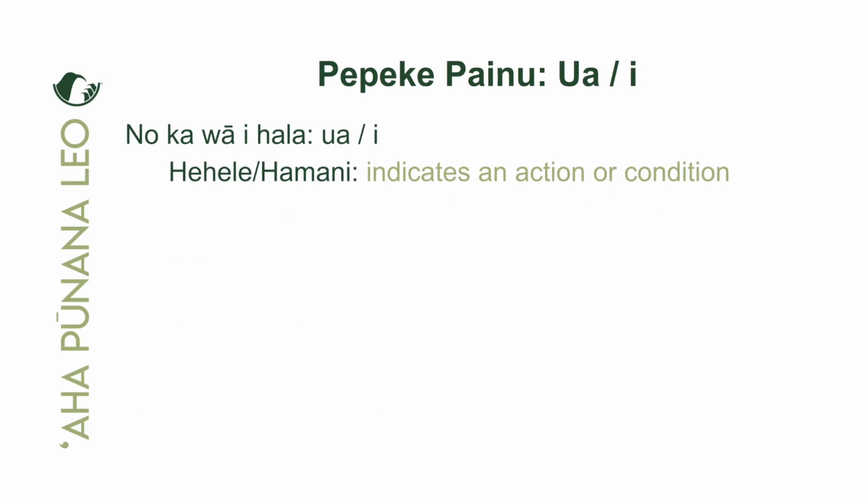All right, the next pepeke painu is no ka wā i hala. We use ua and e. The māka painu are ua and e for the positive and negative form. And when used with hehele and hamani verbs, it indicates an action or a condition as completed, right?